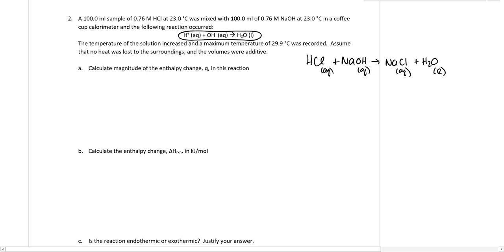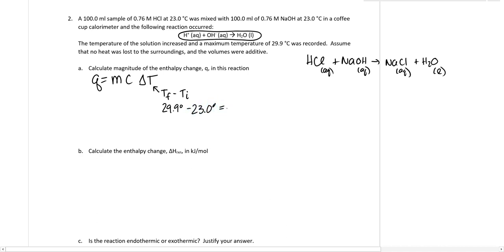All right. So we've got a temperature change, and we're asked to find energy. Whenever this is the case, we want to say, hey, that looks like a calorimetry problem. So we're going to use this equation right here. The temperature change is the final temperature minus the initial temperature. So it looks like the final temperature is 29.9 degrees. The initial temperature is 23 degrees.